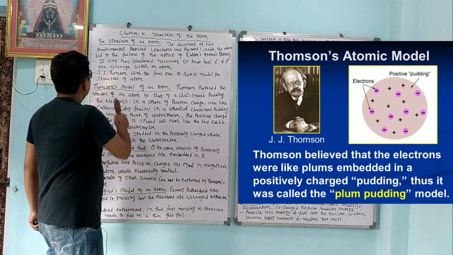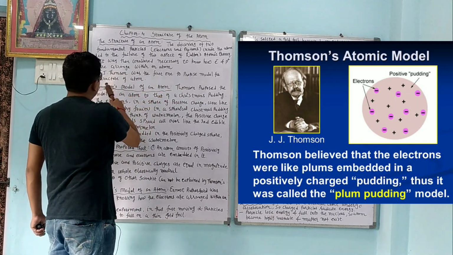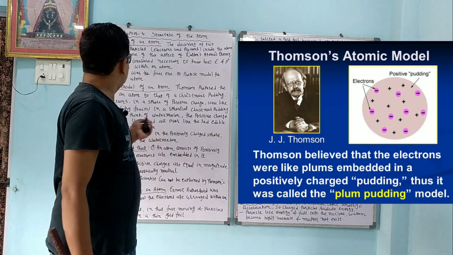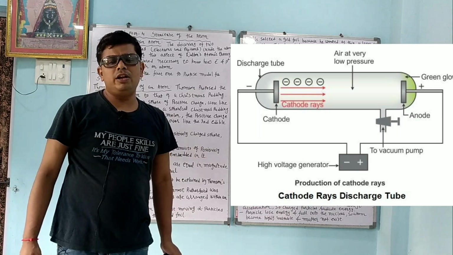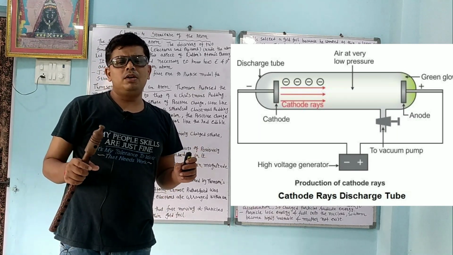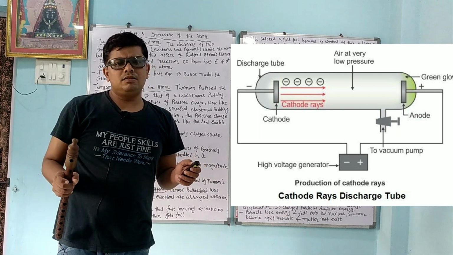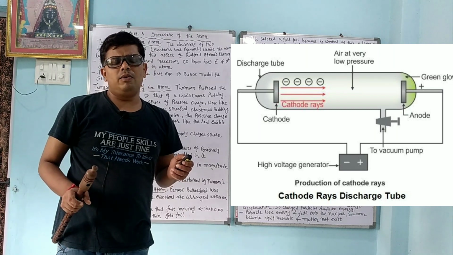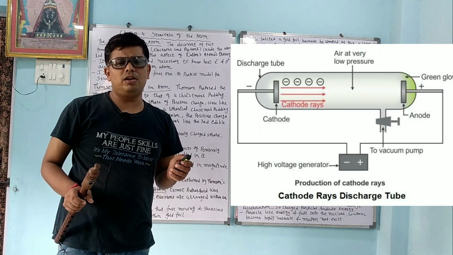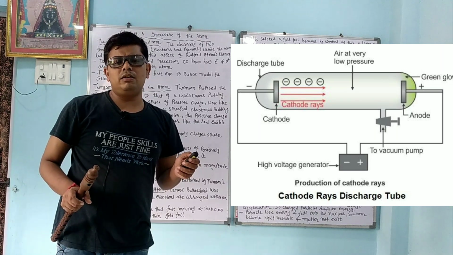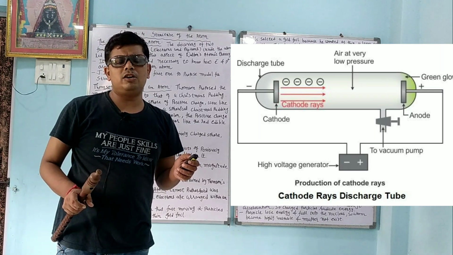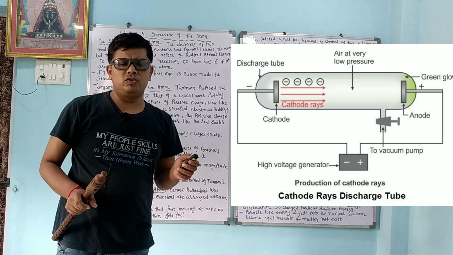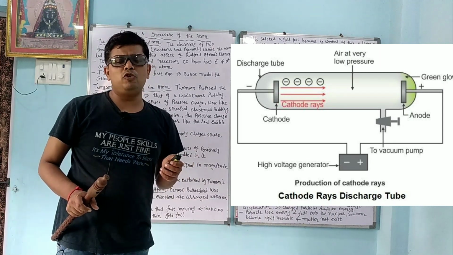J.J. Thomson was the first scientist who proposed a model for the structure of the atom. What he did was take one vacuum tube, in that he took two plates, and the plates were connected with the positive and negative terminals of a battery, and he passed the current. When he passed the current, he got one ray. He checked the charge of the rays and came to know that the rays are negatively charged. So he gave the name to these particles: electrons. Whatever tube is there, that tube is called the cathode ray tube.